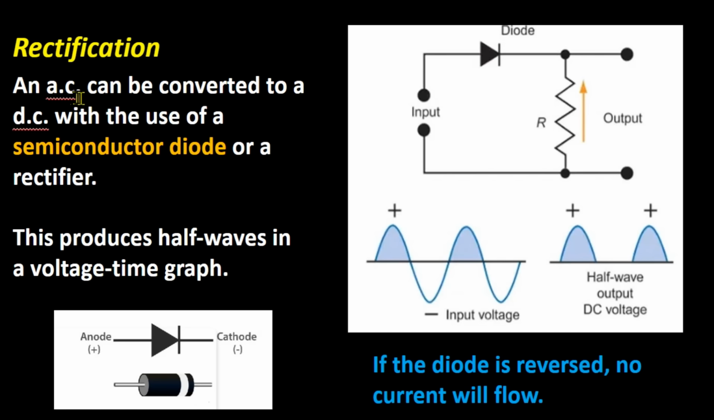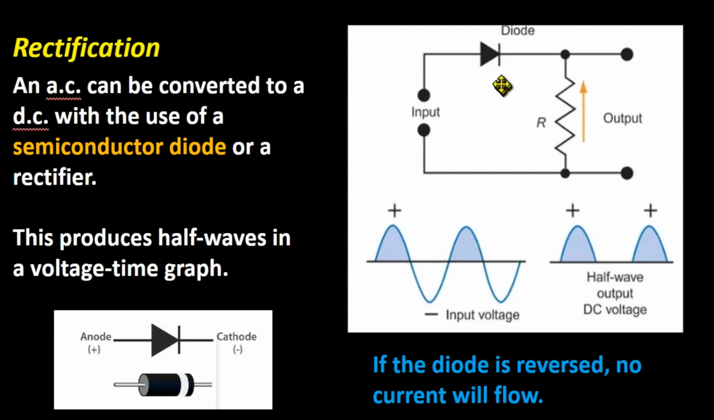So an alternating current can be converted to a direct current with the use of a semiconductor diode, which is what you're seeing down here, or a rectifier. This produces half waves in a voltage time graph. So this diagram on the right, this would typically be an alternating current, which you can see fluctuating between positive, negative, positive, negative.